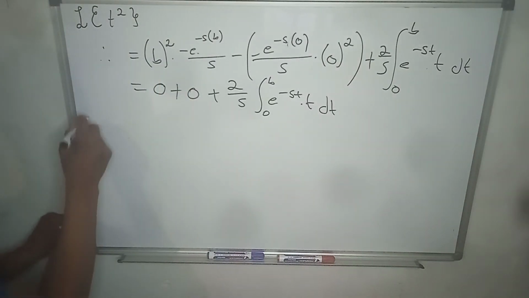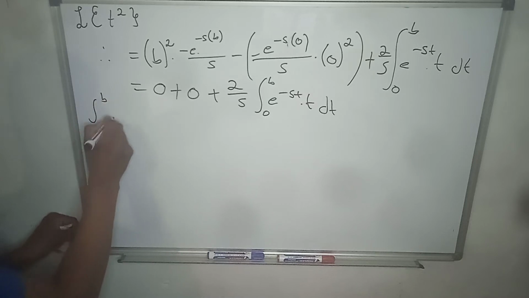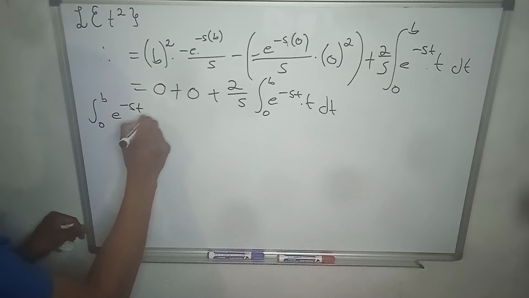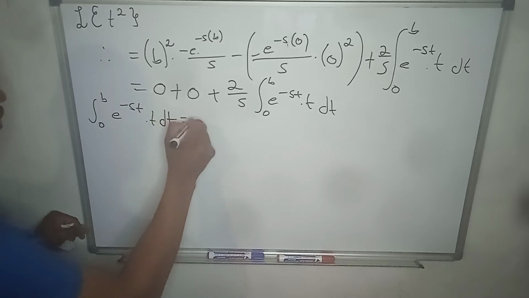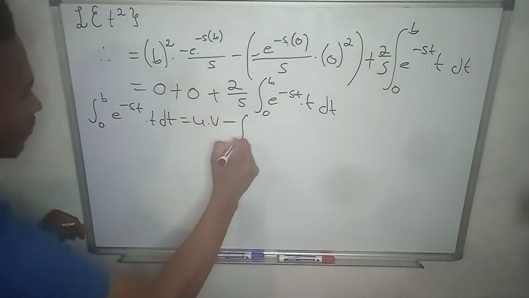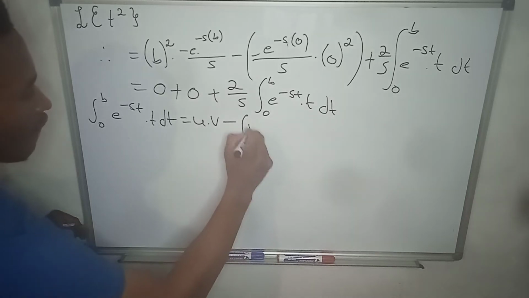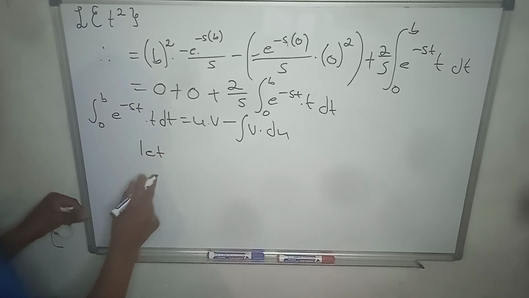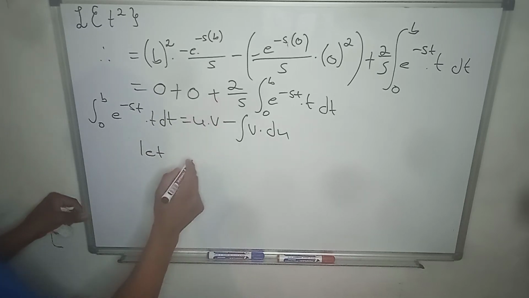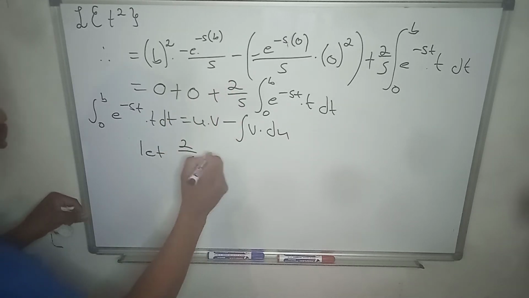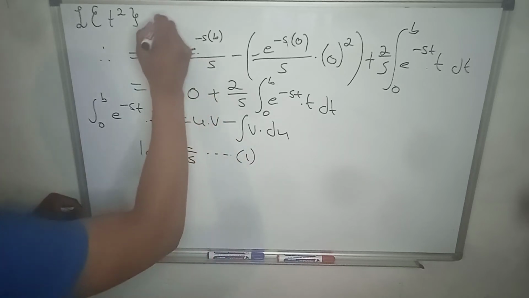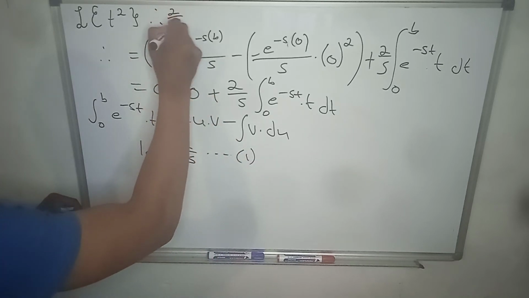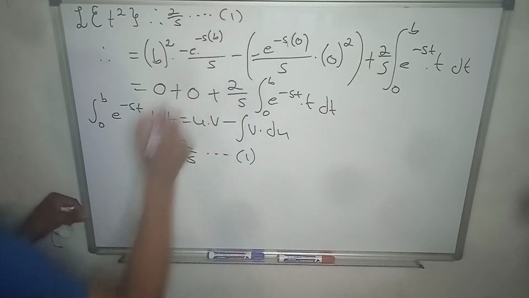Hence our formula will just be the integral from 0 to b of e^(-st) times t dt, which is u times v minus the integral of v du. So we are going to let 2 over s be our equation 1.